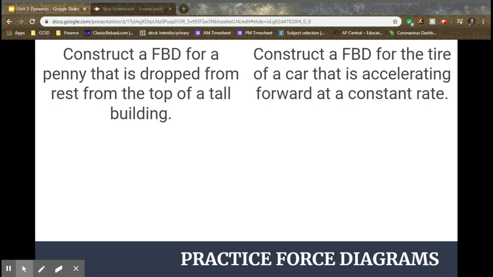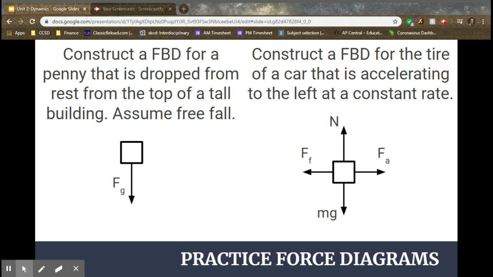All right, here's some answers. So take a look at the penny that we dropped. Once you let go of the penny, there's nothing else acting on the object. I said assume free fall. We'll talk about what that means later. I put it just in case you remembered, but free fall means that we're not including air resistance. All right, so the only thing acting on the penny as it falls is the force of gravity.